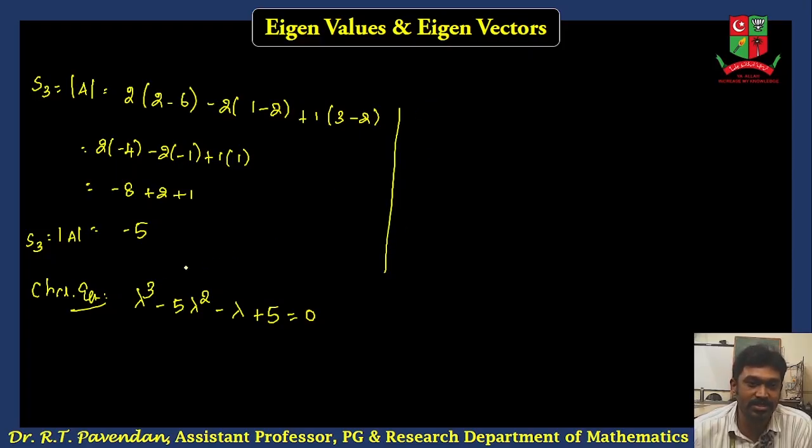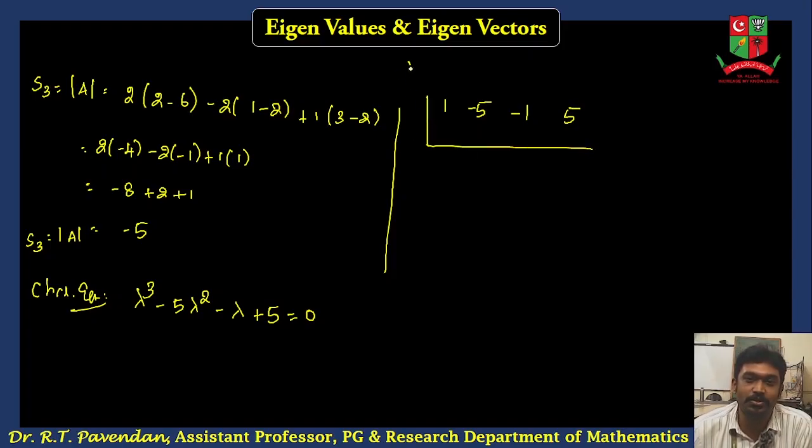In synthetic division, what we do is we consider the coefficients of each term. So the coefficient of lambda cube is 1, the coefficient of lambda squared is minus 5, the coefficient of minus lambda is minus 1, and the constant term is 5. So this is one of the trial and error methods.